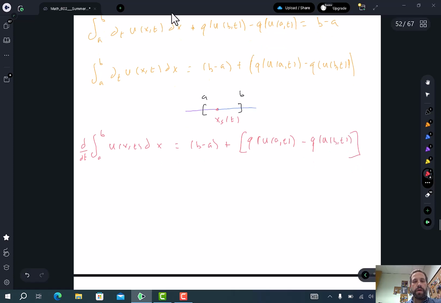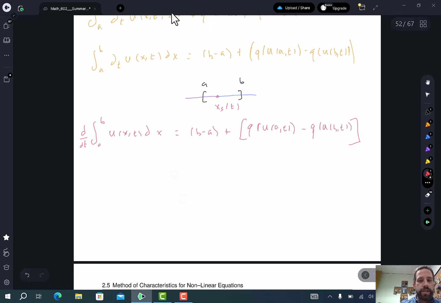minus q of u of (b,t). Now how did we handle this integral over here? For this integral, we split it up into an integral from a to the shock location and from the shock location to b. We applied Leibniz's rule, and we did a whole bunch of stuff that you can go back and look through. It's all going to be the same over here.